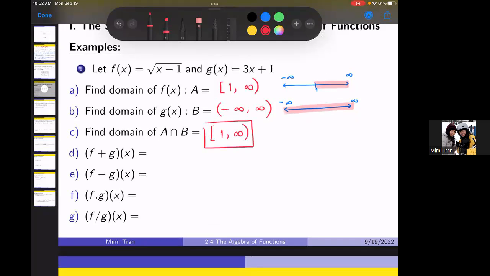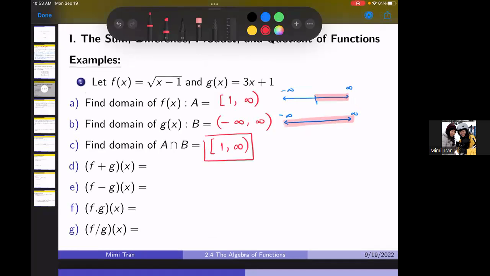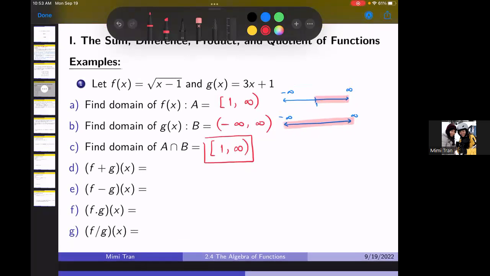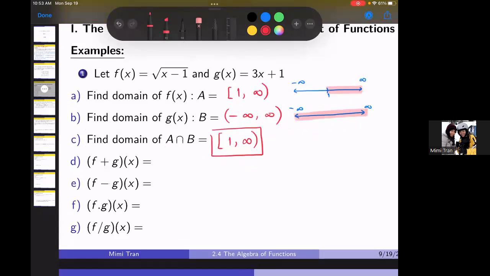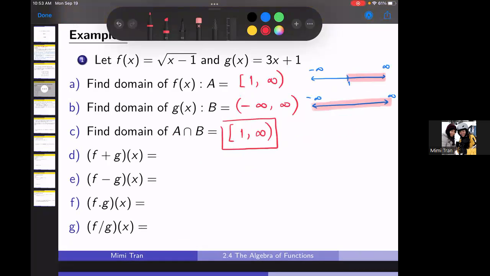Again, when you include some value, make sure you use a bracket. Okay. All right, we took care of the domain. And I'll tell you why we have to do that. But before that, let's finish the properties of f and g. So f plus g of x. Again, I recommend you rewrite it as f of x plus g of x. F of x is square root of x minus one. G of x is 3x plus one. There's nothing I can do, so just leave it like that.